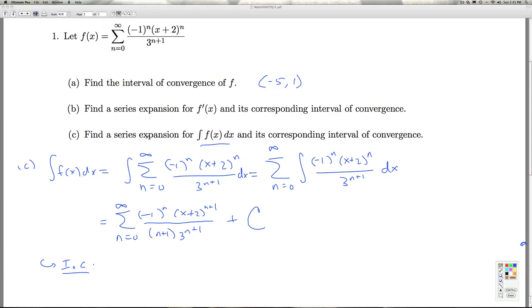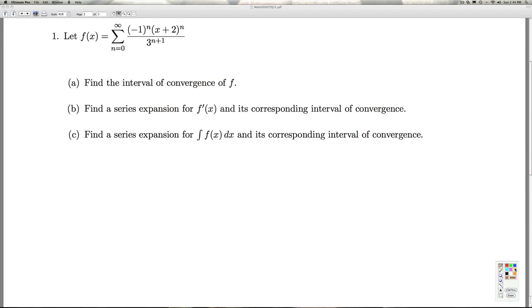So I know that my integral will converge at least on this amount. But as we talked about in class, as we go from f to the integral of f, there's a possibility we could gain endpoints of convergence. So it's possible I pick up -5, it's possible I pick up 1, it's possible I pick up both, it's possible I pick up neither. The only way we're going to find out is we have to check the endpoints. So check to see if we gain endpoints. So do that on a case-by-case basis.